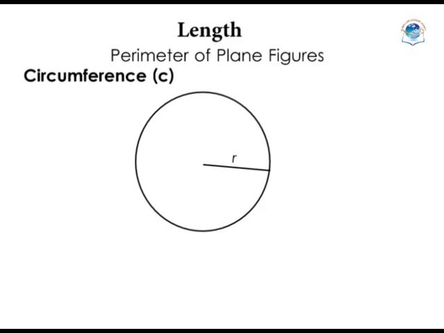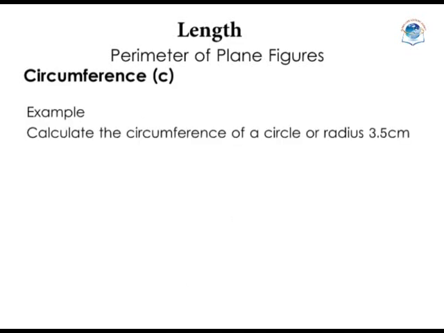The circumference of a circle is given by 2 pi r or pi d, because 2r is equal to d, where pi is equal to 22/7 or 3.142. For example, calculate the circumference of a circle of radius 3.5 centimeters. Circumference is equal to 2 pi r, that is 2 times 22/7 times 3.5, and that gives us 22 centimeters.